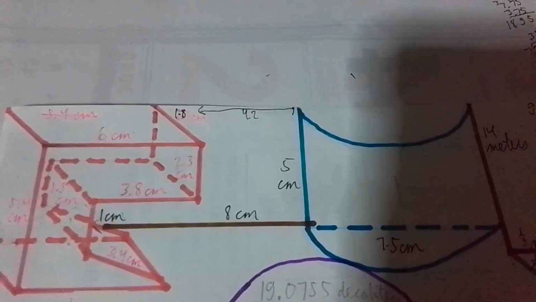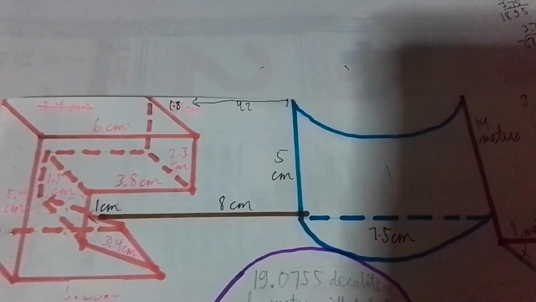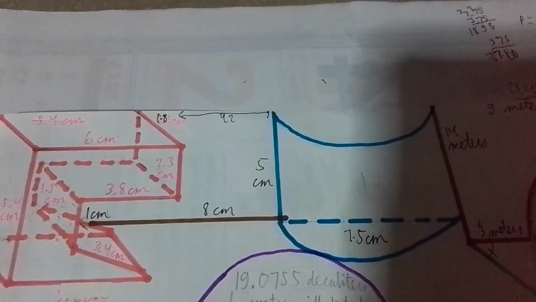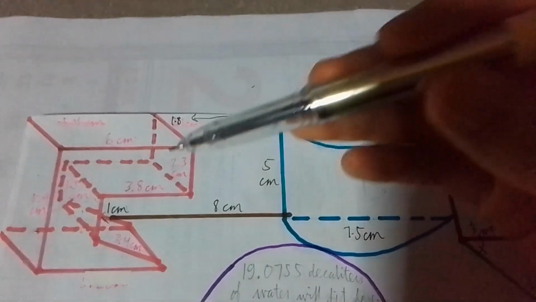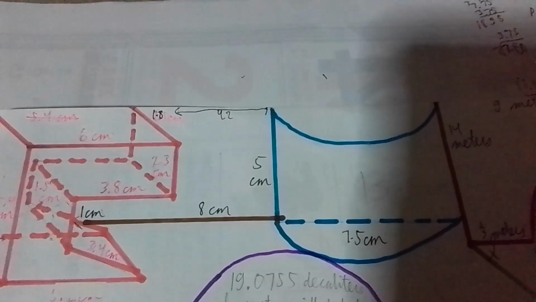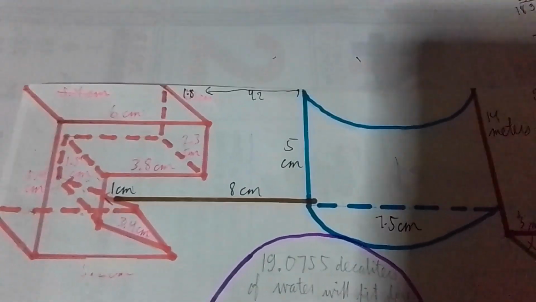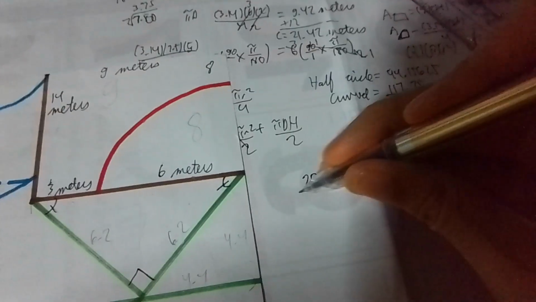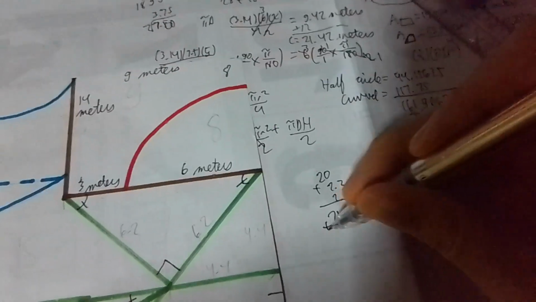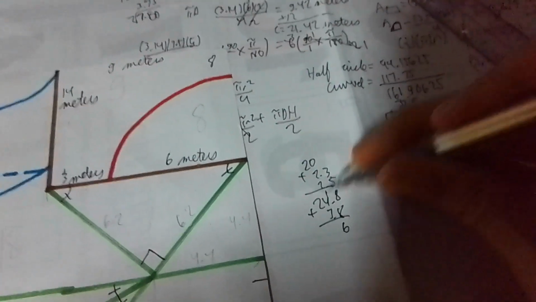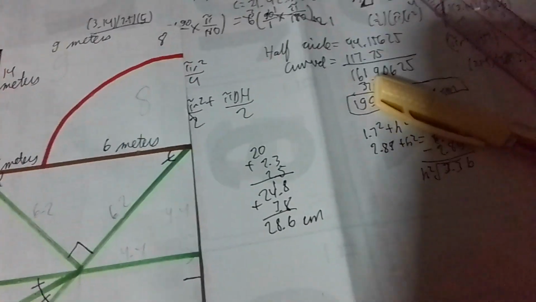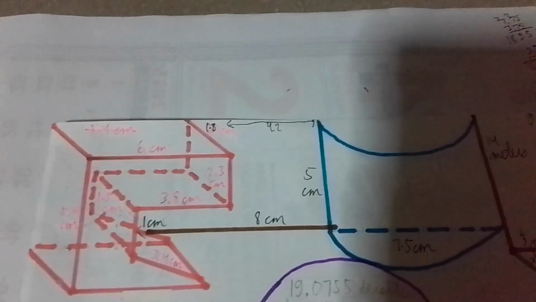The perimeter now is 6 plus 5 plus 8, which equals 19. Right? 13, 14, 20. And then that's 4 sides. Now don't forget this one: 2.5 plus 2.3, that's 4.8. So therefore, 20 plus 2.3, 2.5, 24.8 plus 3.8, we should get 28.6 centimeters. That's the perimeter of the figure.